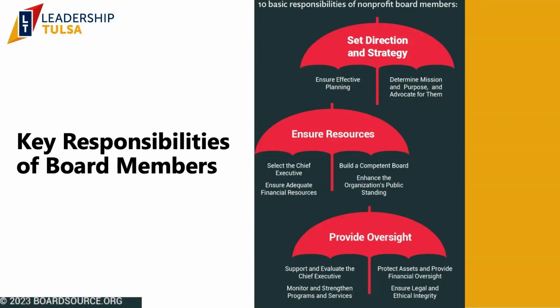And then there's providing oversight. That's evaluating the performance of the executive director or CEO, financial oversight, strengthening the relevancy of programming through program evaluation of the services that the organization is providing, and maintaining the ethical and legal integrity of the organization.